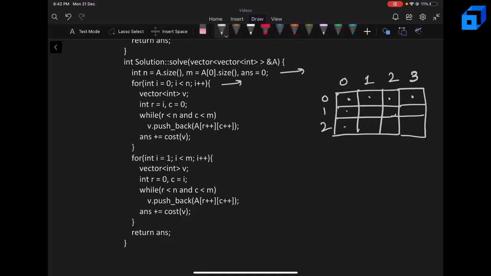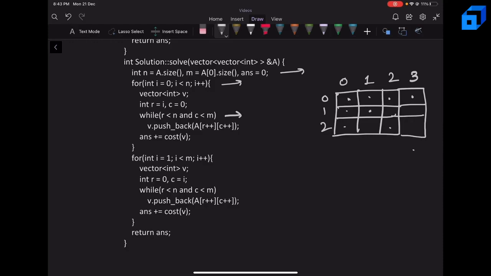Now while r is less than n and c is less than m, we append a[r][c] to our vector and increment r by 1 and c by 1. That is, now we'll be at 1, 1. Again, we'll append a11 to our vector and move to a22. Now we'll append a22 and move to 3, 3. But notice that 3 will be outside of the matrix, because we don't have any row 3.